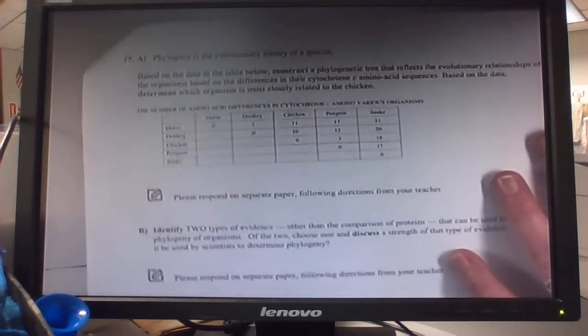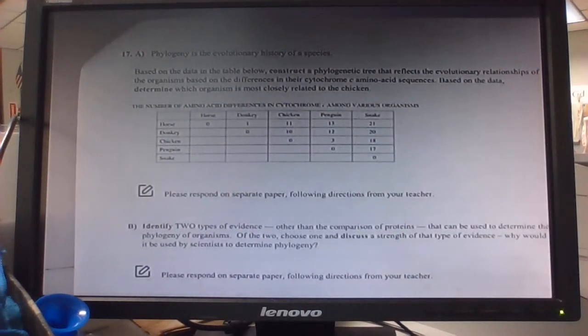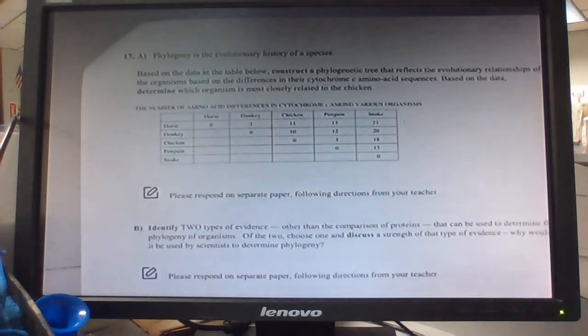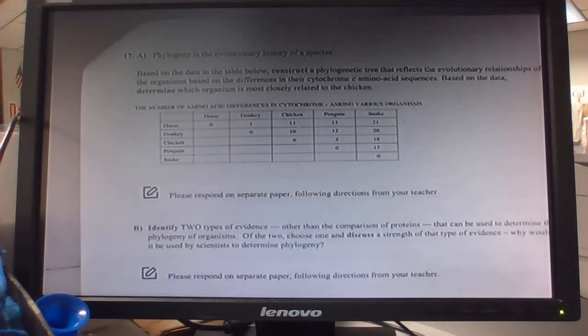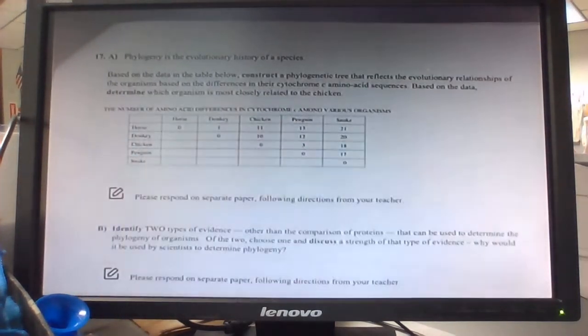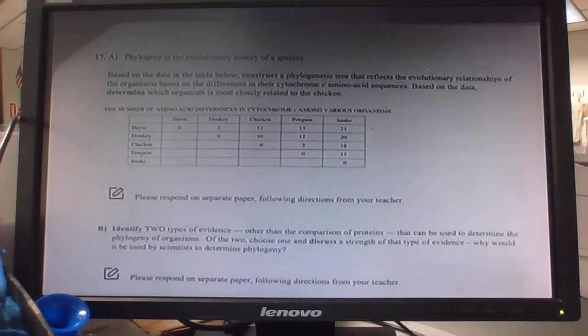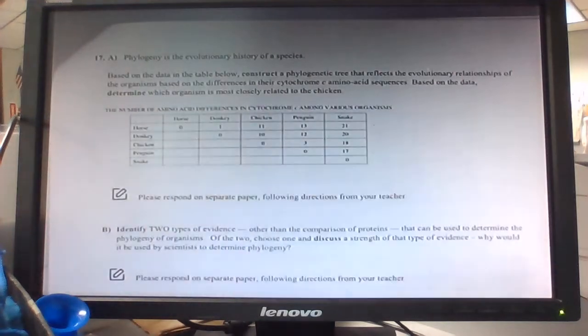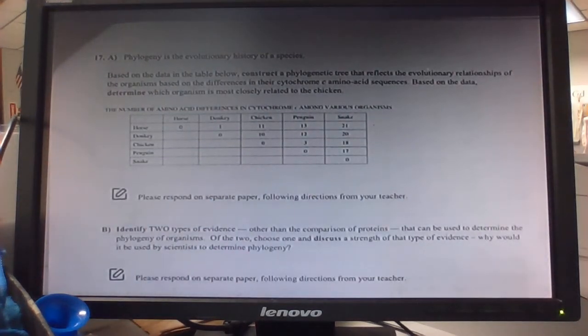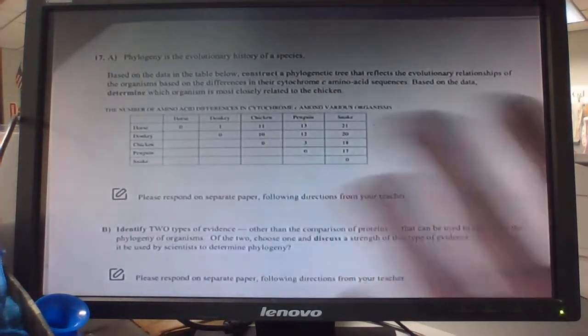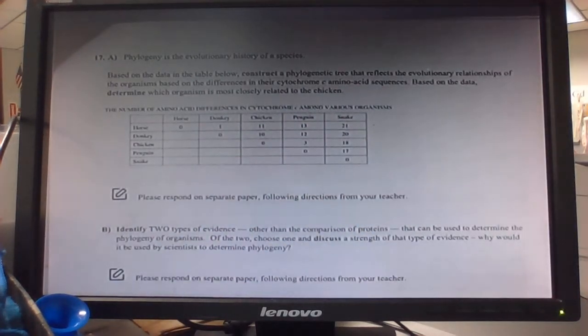All right, 17A, construct a phylogenetic tree. Most people did okay on that one. But some people just missed the determine part altogether. Like they didn't even do that part. And for the determine part, we talked about determine and put that in the back of our notebook. And so that would be, give the answer and then explain how you got to the answer. Use data from the question, use data from your analysis, and talk about that.